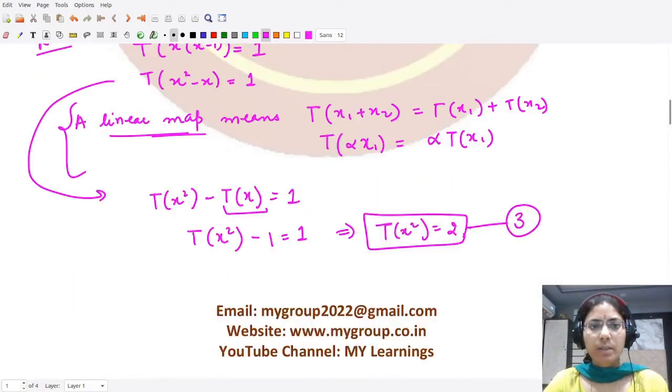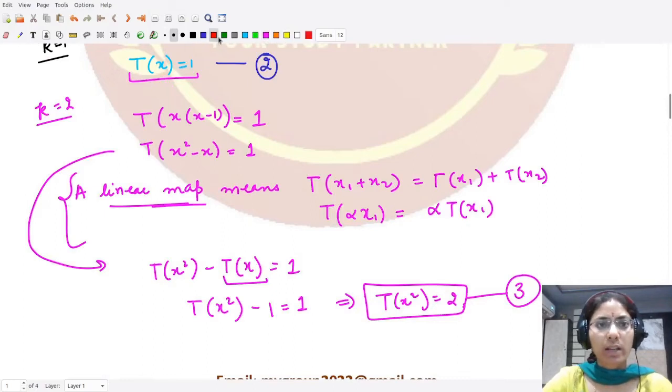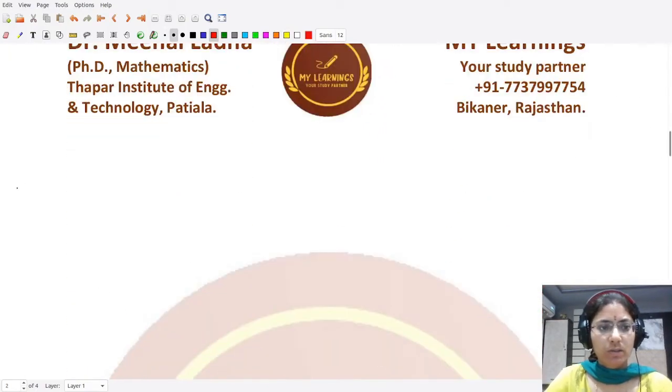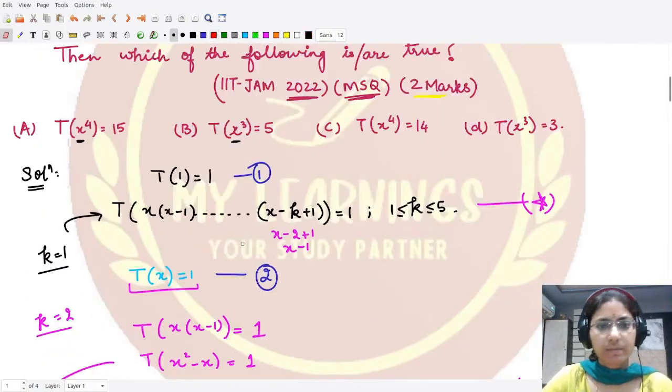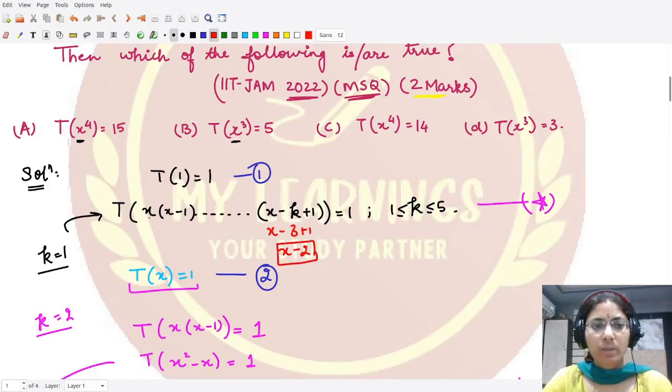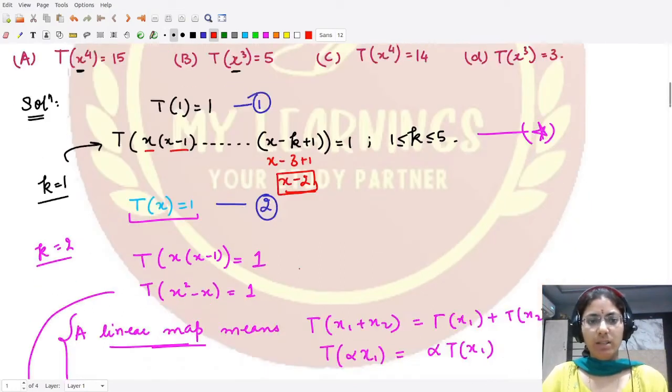Now we have obtained the values of T of 1, T of x, and T of x square. Next we'll be substituting k equal to 3 into our given expression. So let's see, when you substitute k as 3, you have x minus 3 plus 1, so you have x minus 2. So we'll be going up to x minus 2. We'll be starting with x, then subtracting 1 and keep on doing like that: x minus 1, x minus 2.